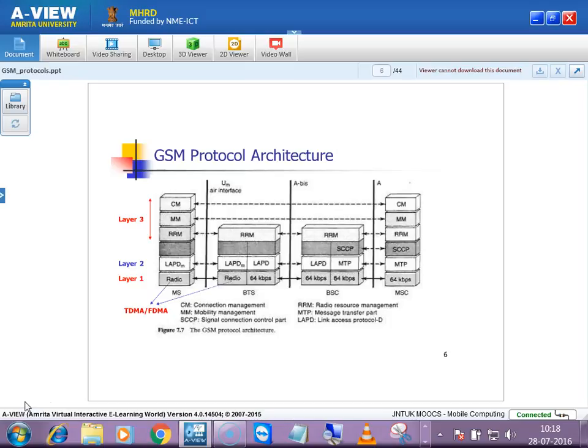In the base station controller, you won't have a radio link. Why? Can you answer me? You don't have a radio link between the base station transceiver and the base station controller. What do you think is the possible reason why we don't have a radio link established between them? If there is no radio link, how is the connection established between those two?